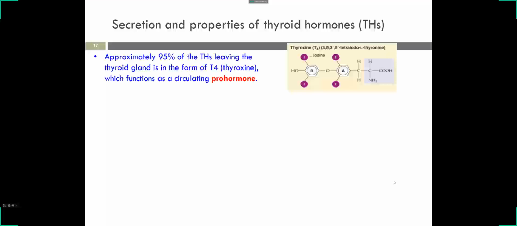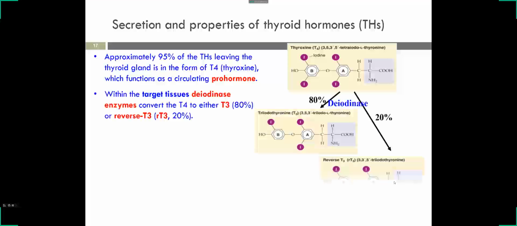Importantly, 95% of the THs leaving the thyroid gland is in the form of T4, thyroxine. And this typically functions as a circulating prohormone. So what is a prohormone? It means it's not very active and usually processed one more time to be the more active form. Prohormones are typically used because they're more stable in the plasma. And that is indeed the case in this situation.